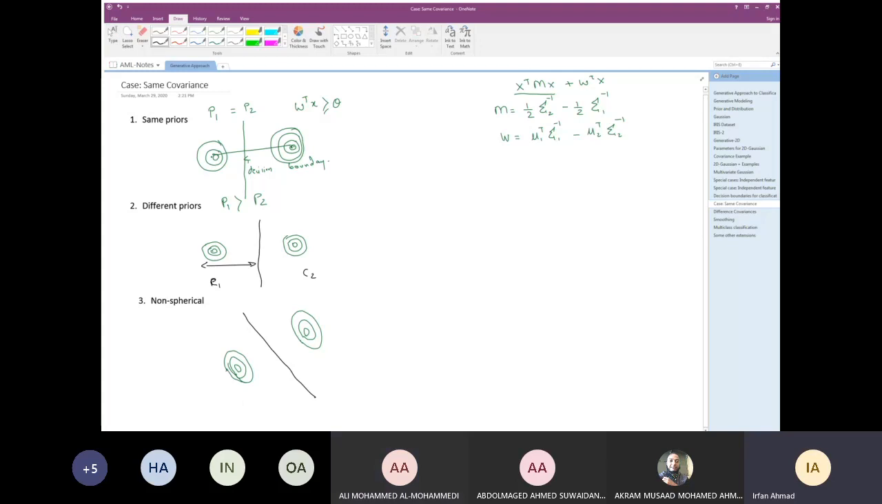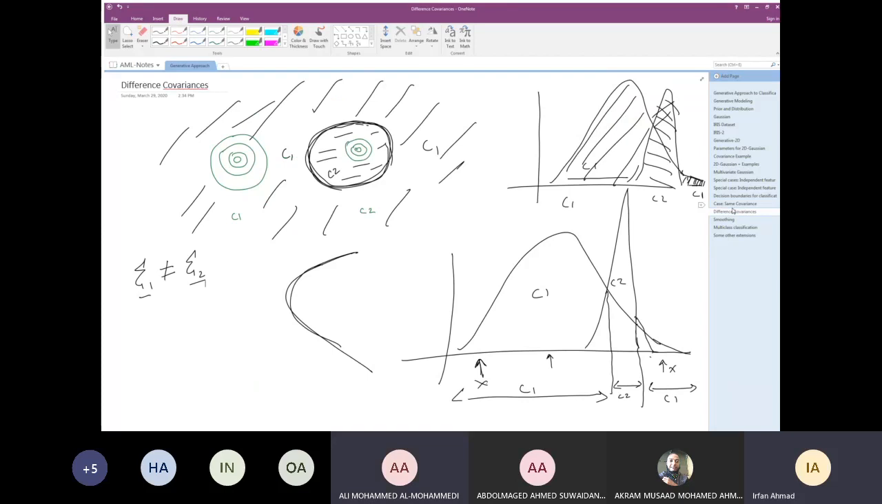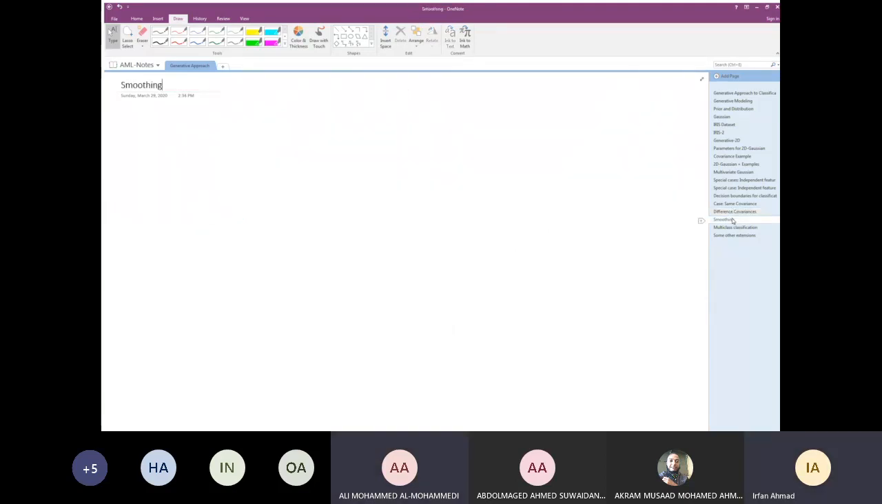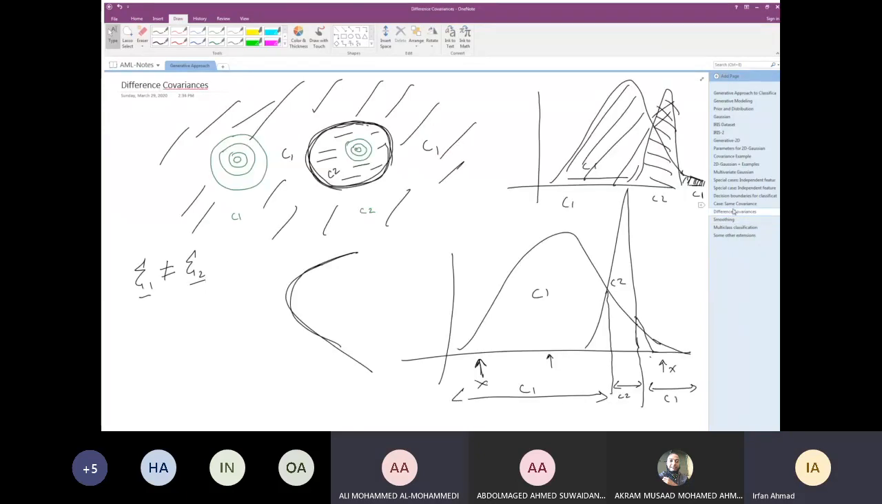X transpose MX plus W transpose X. So it's some quadratic boundary. I'm just giving this as an example. Generally speaking, in the generative idea, if the covariances are not the same, you're going to get a quadratic boundary. And in this case, C1 is wider. If C1 is narrower, you get something like this and so forth. So that will change, but the form would be some sort of quadratic boundary.